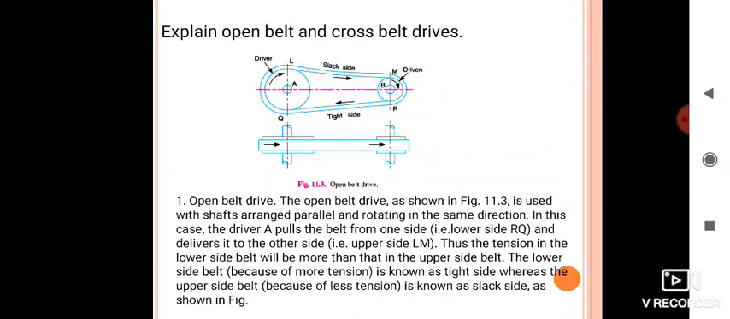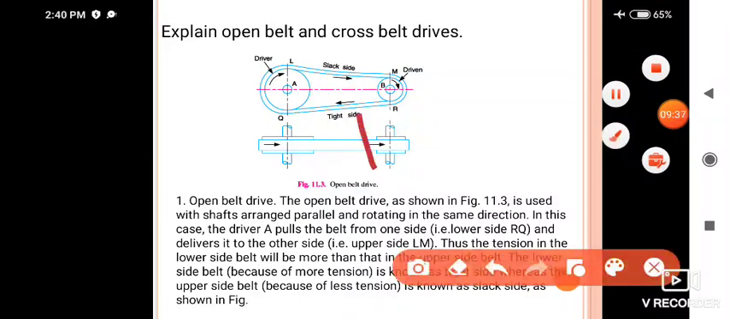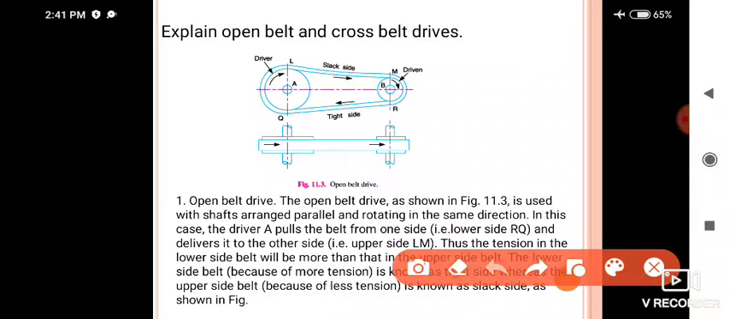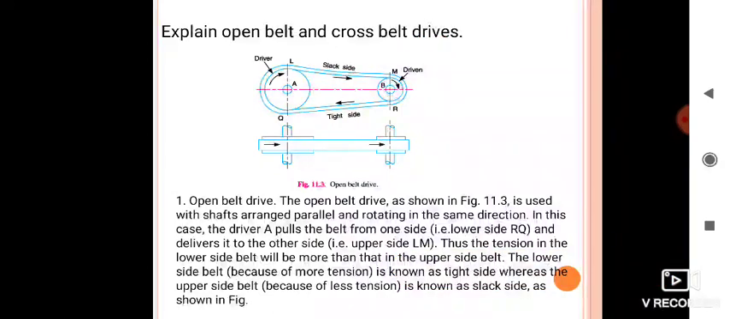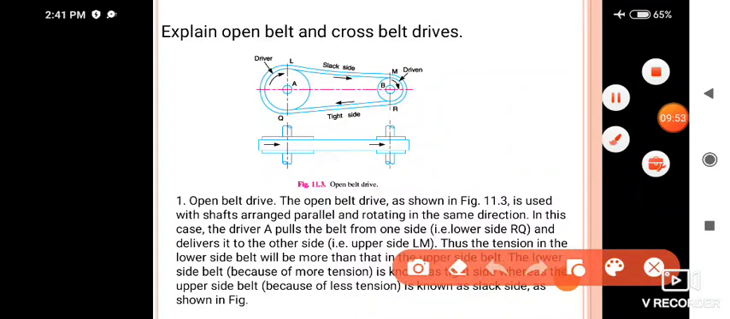In this case, the driver pulls the belt from one side and delivers it to the other side. Thus, the tension in the lower side of the belt will be more than that in the upper side. The lower side of the belt is known as the tight side, and the upper side portion is called the slack side. So this is all about open belt drive.